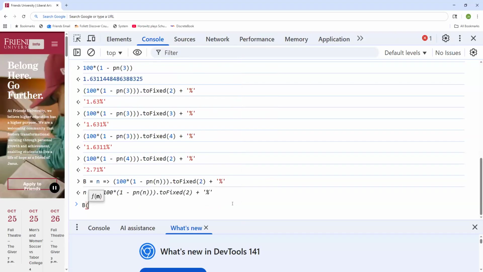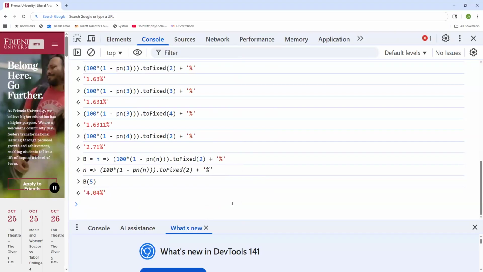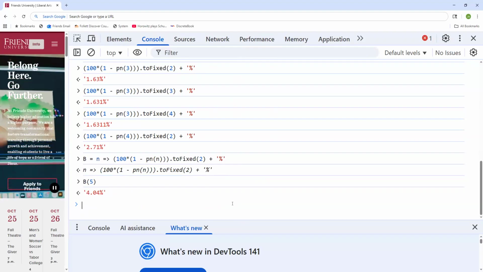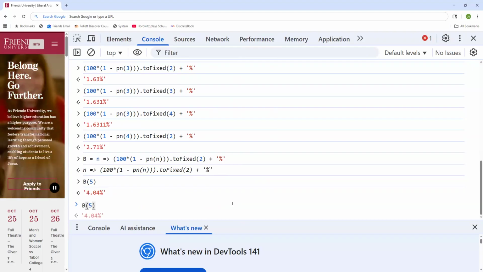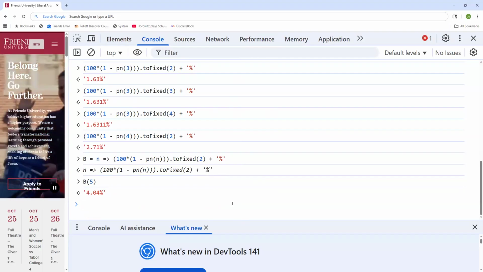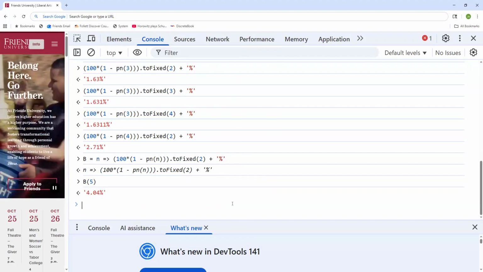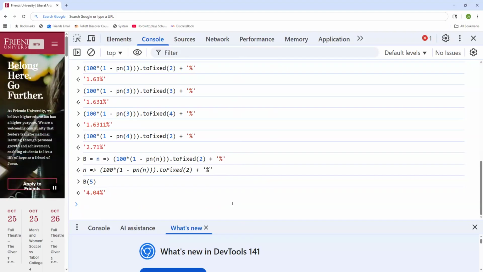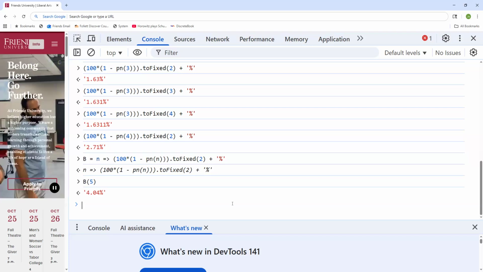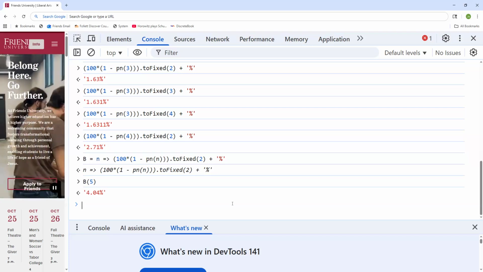Now the birthdays of 5 people: there's a 4.4% chance that a room of 5 people would have at least 2 with the same birthday. Okay, I want you to guess. Do you think it's under 10 or over 10? Do you think that you need at least 10, less than 10 or more than 10 people until you have the probability of having 2 people with the same birthday in the room at the same time? What do you think?